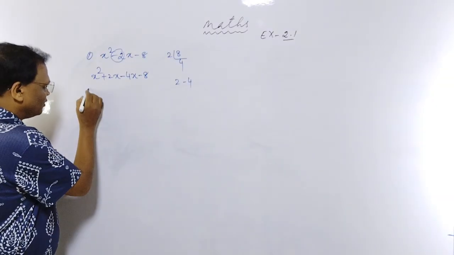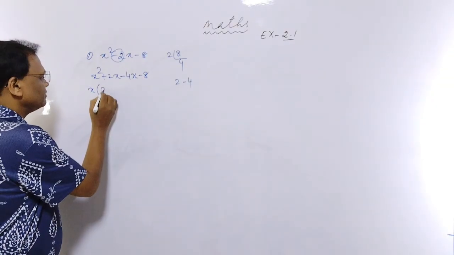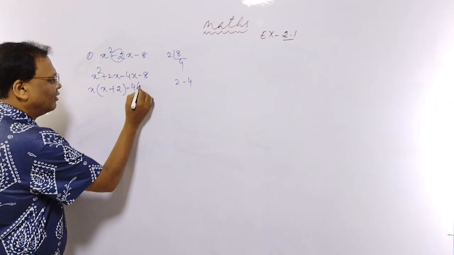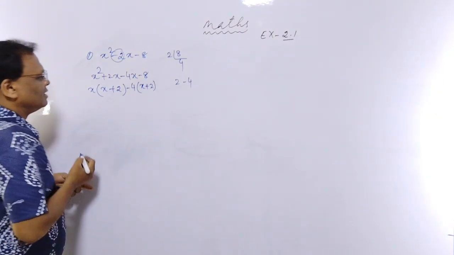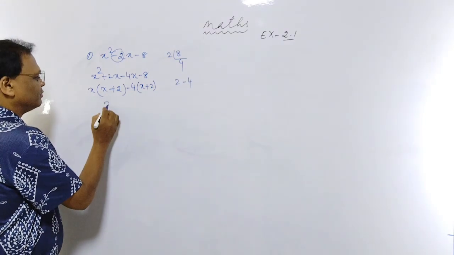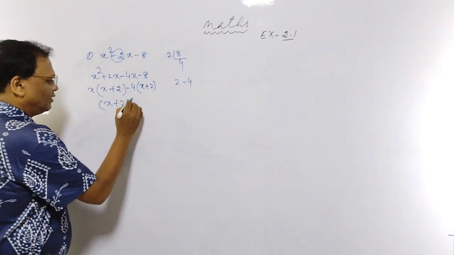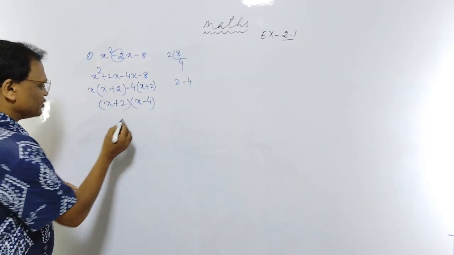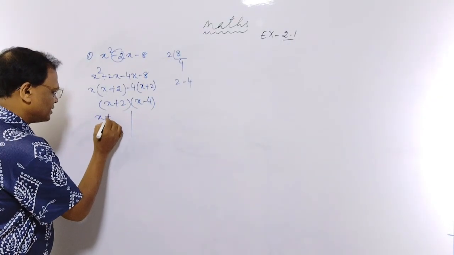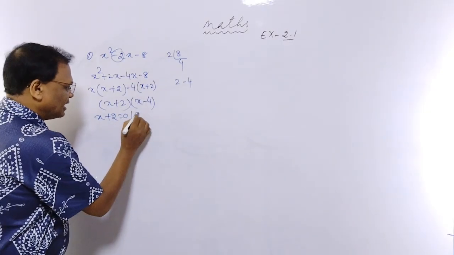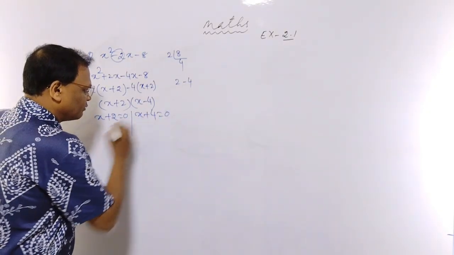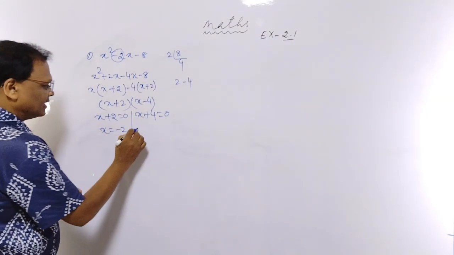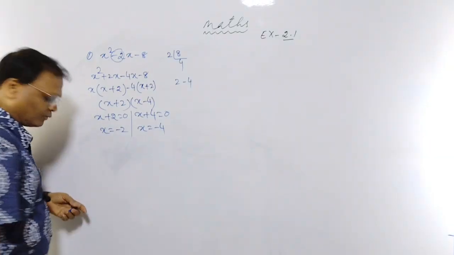Now take out the common. x of x plus 2. Here I can take out the common minus 4 of x plus 2. Now what I am getting? x plus 2 common, that I can take: x plus 2 of x minus 4. To find the zeros, let me consider each one equals to 0. x plus 2 equals to 0 as well as x plus 4 equals to 0. Or x is equals to minus 2, and in this case x is equals to minus 4.